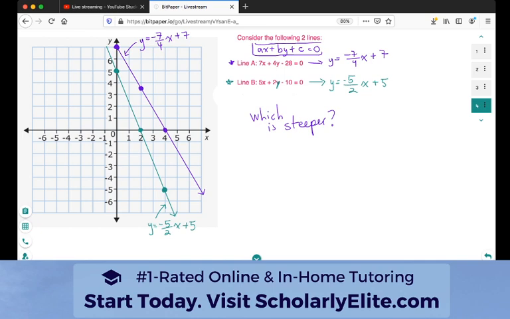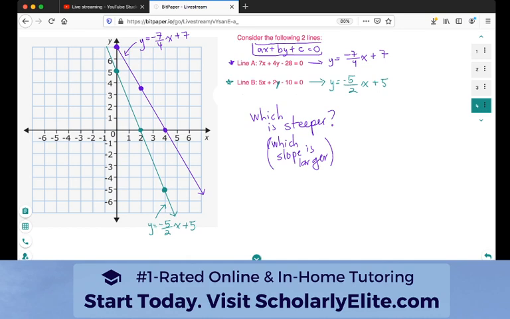And, you know, some people might just want to look at it. But what we're really asking here is which of these numbers is technically going to give us a larger number. So what they're really asking is, in terms of the slope, when they ask which is steeper, which slope is larger? So we can go ahead and solve for that.